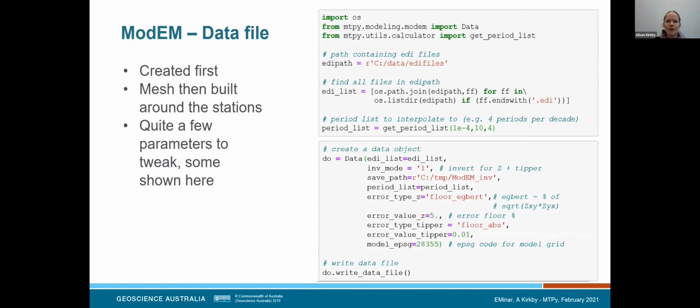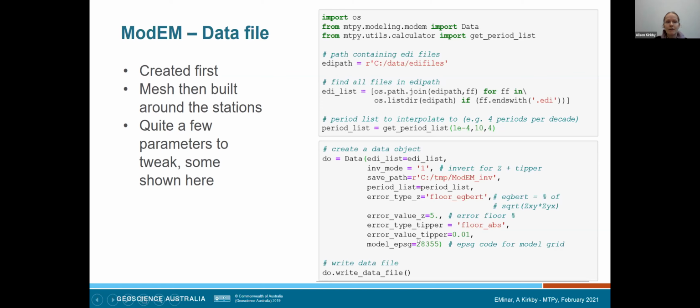And then you can create your data object. I'm providing it with the EDI list, the inversion mode, so what parts of the data to invert, the path to save to, the period list that you've just made, and the type of error floor to set. In this case, I'm setting it as a percentage of the square root of the 2 off-diagonal components, and then a value in percent for that. And then an error type for the tipper, so I'm setting that to 0.01.